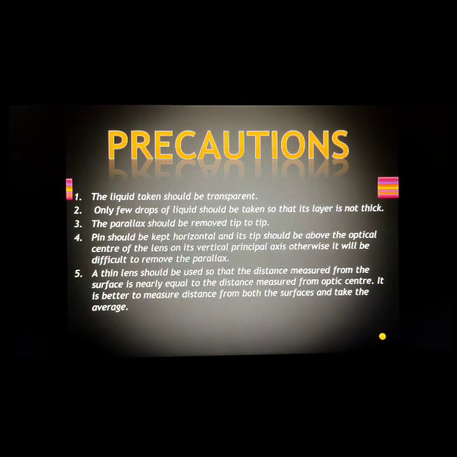Precautions: the liquid taken should be transparent. Only a few drops of liquid should be taken so that its layer is not thick. The parallax should be removed tip to tip. The pin should be kept horizontal and its tip should be above the optical center of the lens on its vertical principal axis, otherwise it will be difficult to remove the parallax. A thin lens should be used so that the distance measured from the surface is nearly equal to the distance measured from the optic center. It is better to measure distance from both the surfaces and take the average.